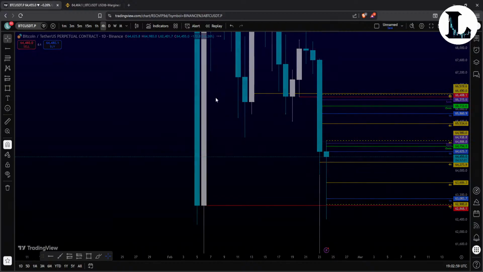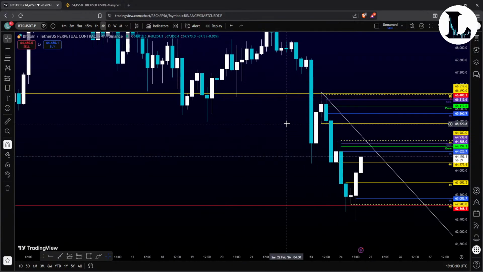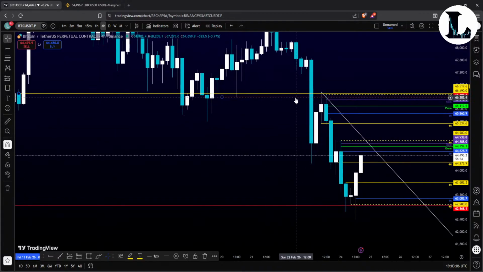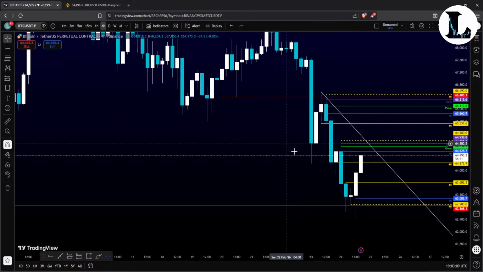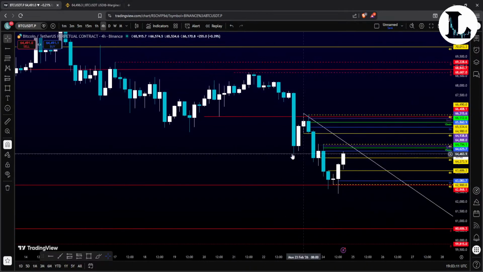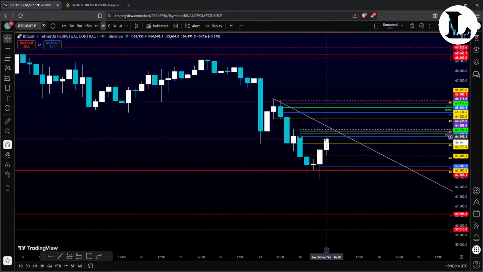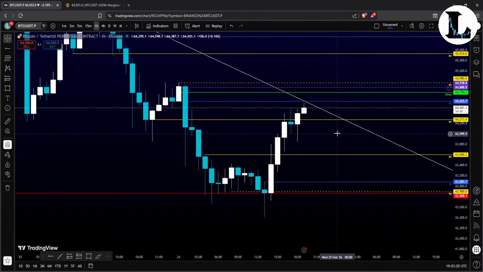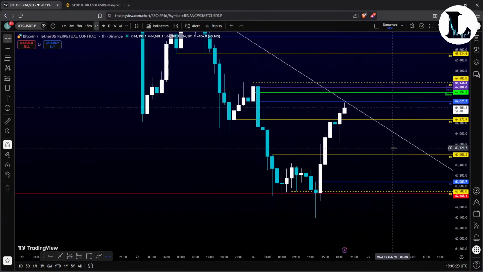All right, guys. So I could also delete this previous support turning into resistance, because that daily is already created. Okay, and these are my levels, guys. Okay, we are attacking the 1 hour there. Let me just see. Okay, not testing that yet. All right, I hope you guys like my levels.